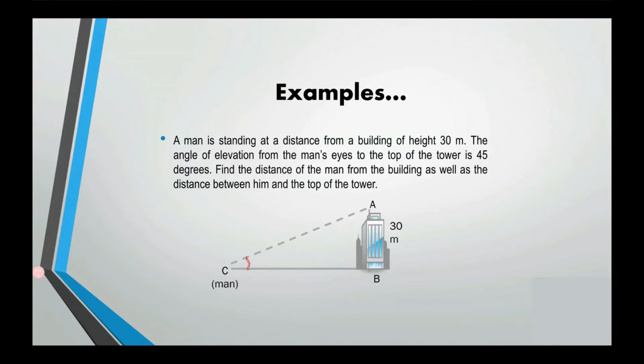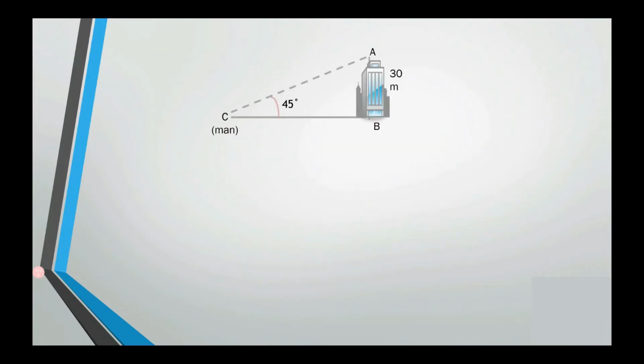Now find the distance of the man from the building, as well as the distance between him and the top of this tower, that is this line of sight, as well as the horizontal. So we have to find AC as well as BC. And we have the angle of elevation as 45 degrees. Now let's solve this. I have AB, which is the length of the tower.